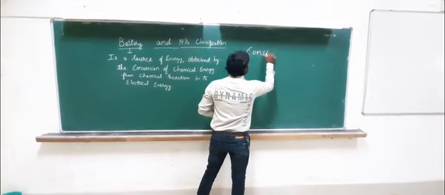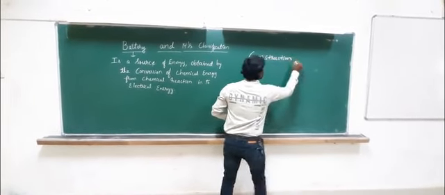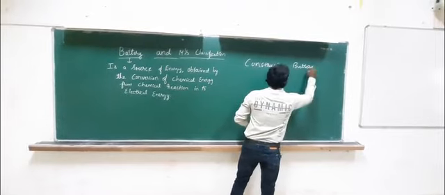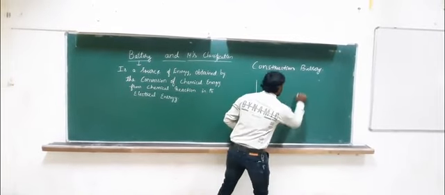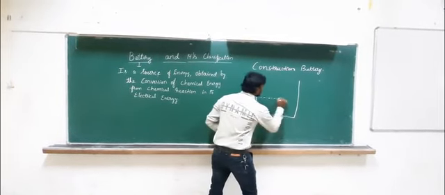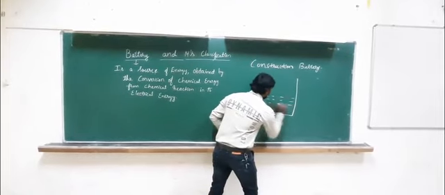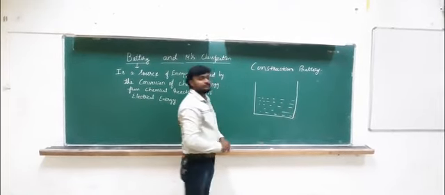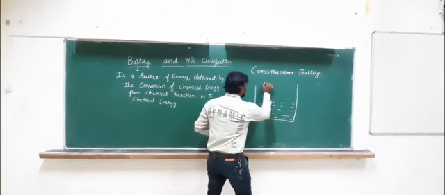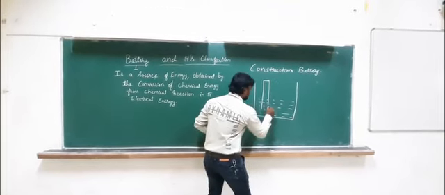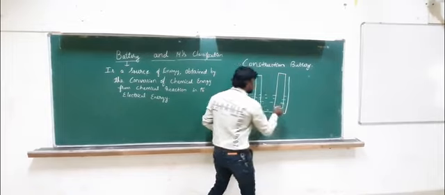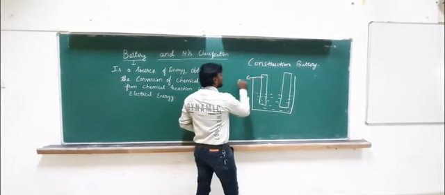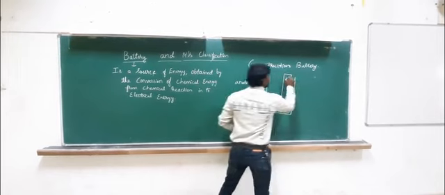Now I will discuss the construction of battery. So construction of battery involves a container in which ionic solution is filled. In this container we will drop two electrodes, which consists of two electrodes. One is anode, another one is cathode.